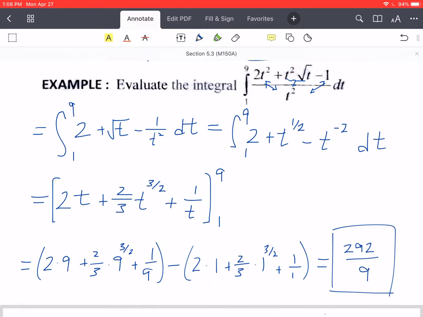Okay. So, which is kind of an ugly number, but it is the exact answer, which is something that makes this very powerful, is that if we were trying to approximate this, it would be very hard. We'd have to do a lot of rectangles in order to get an approximation that we would be convinced is close enough to 292 over 9 without being able to find it exactly. So, okay, let's look at another one.